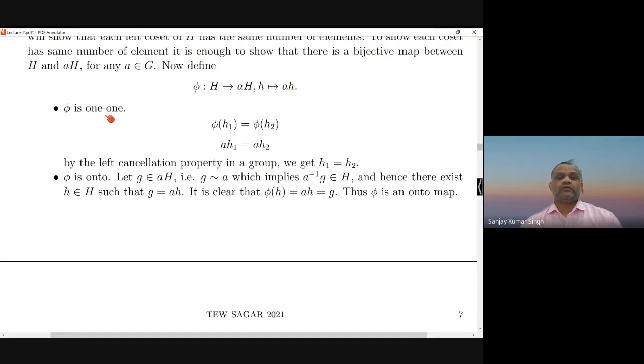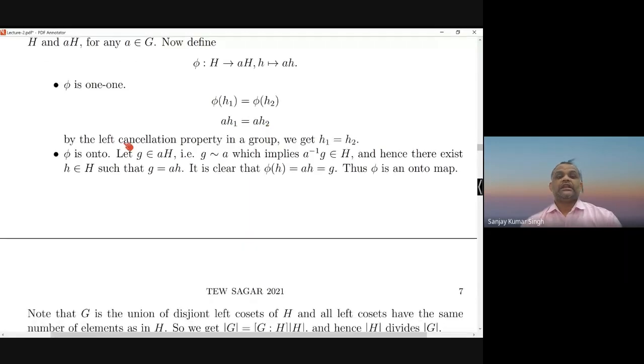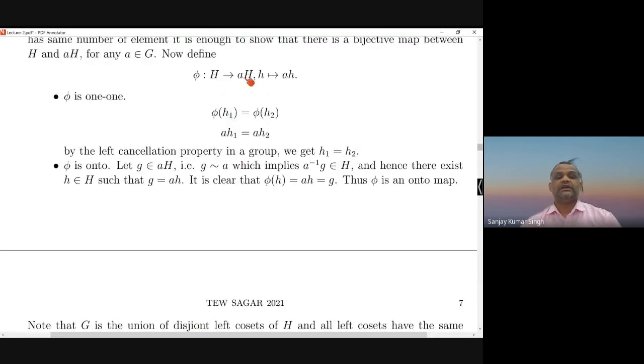So let us prove why it is one-to-one. It is clear. Why? If I take phi(h1) equals phi(h2), it means a h1 equals a h2, and by using the left cancellation property in a group, we can reduce that h1 equals h2. Similarly, I can prove that phi is onto. How? If I take any element g here, then this g is written as aH, and the image of h under this map is eH, which is equal to g, and thus phi is onto.